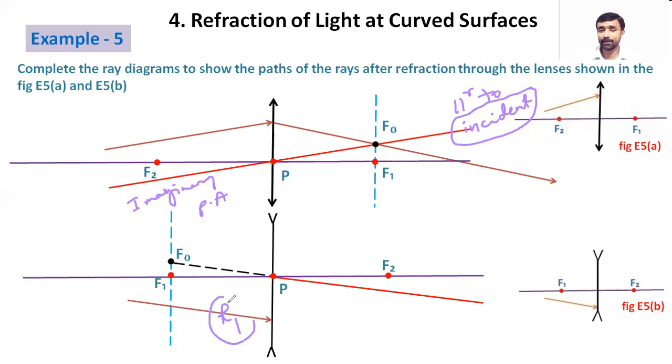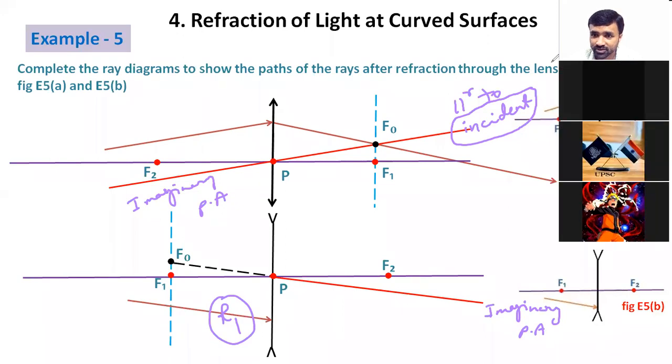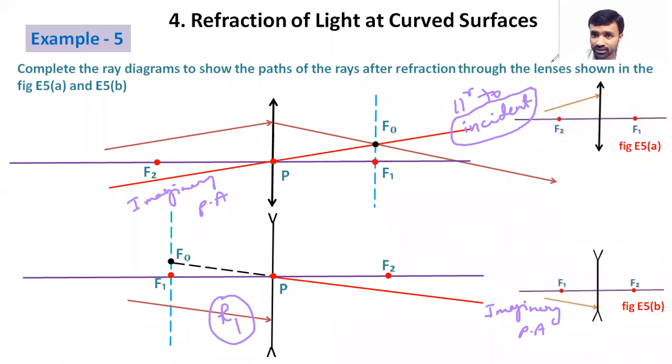How does the given incident light ray R1 look with the imaginary principal axis? Does it look parallel or not? Is it parallel or not? Yes, parallel. Then what to do in this case? We have to construct situation 3.